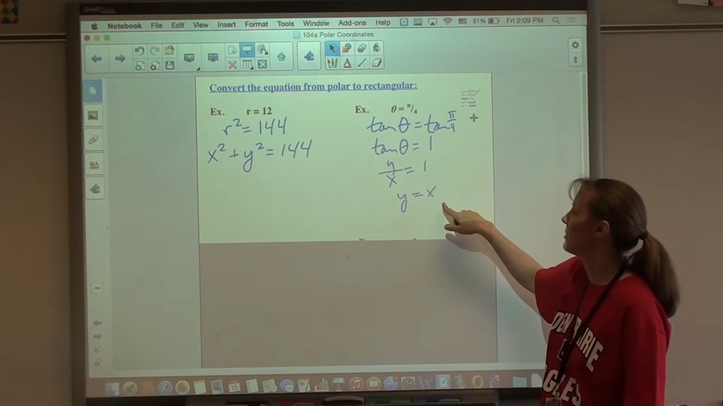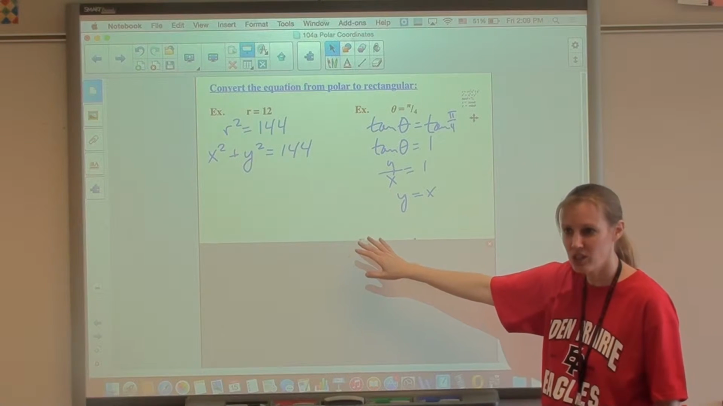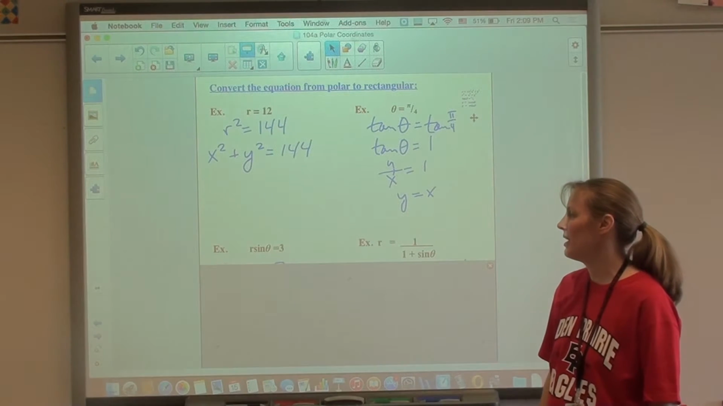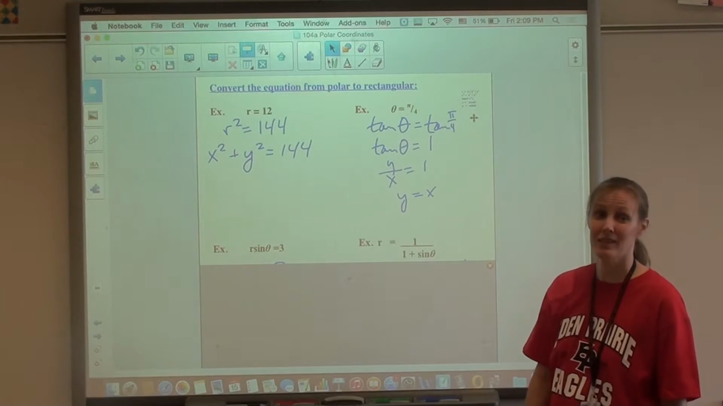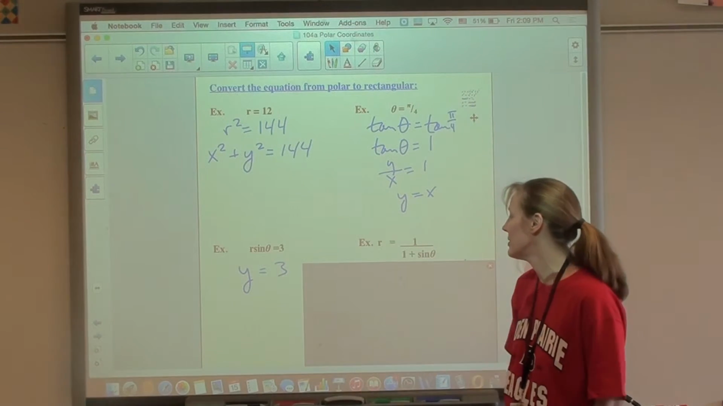How'd you guys do with this one? Did you get y equals x? Yeah? Questions? Okay. R sine theta is 3. What is r sine theta the same as? It's y, right? So it's just y equals 3. That one was so tricky.